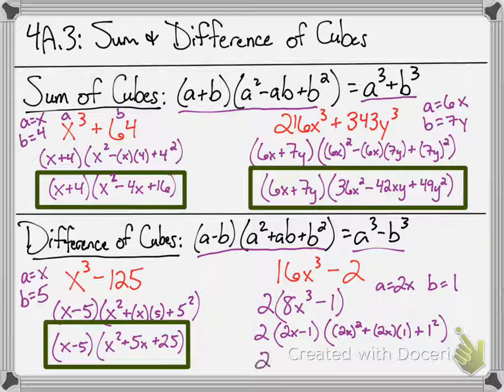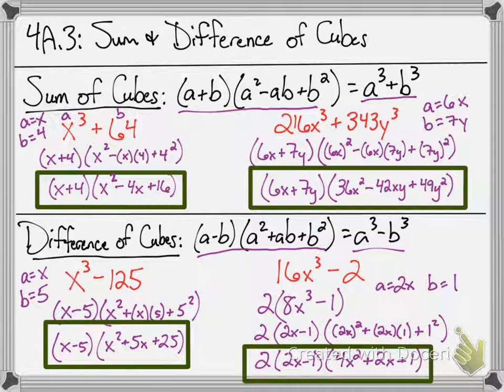So my final answer is going to be this. I drag down the 2, I drag down the 2x minus 1. Now I simplify what's in the trinomial. So (2x) squared turns into 4x squared. In the middle, 2x times 1 is just 2x. 1 squared is 1. And now I have myself a fully factored expression that had a GCF and also had the difference of cubes pattern.